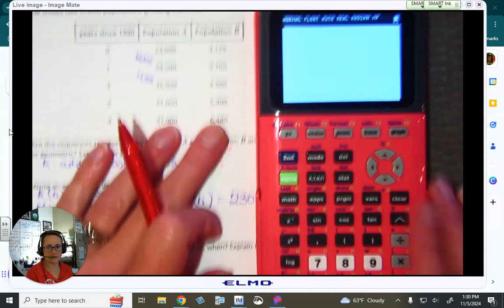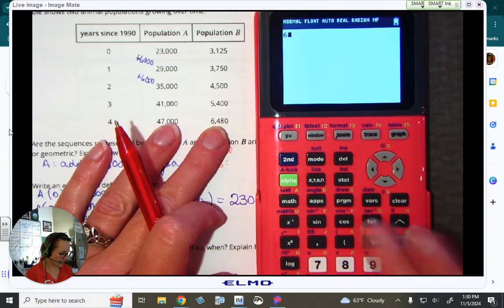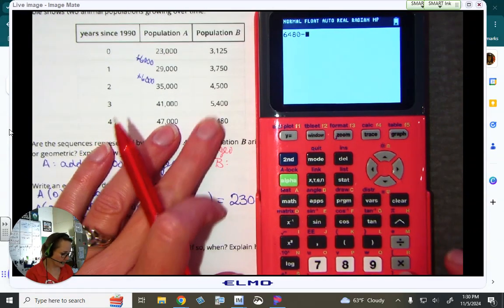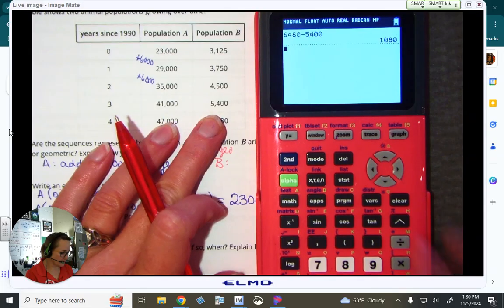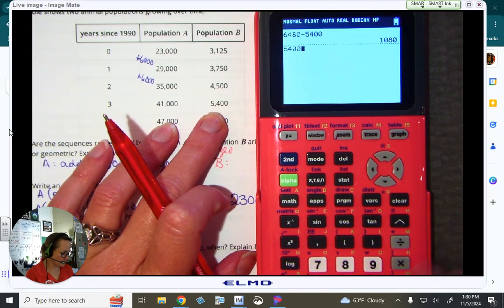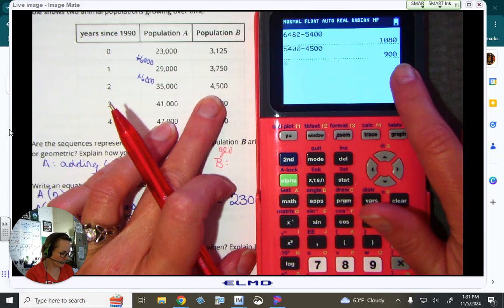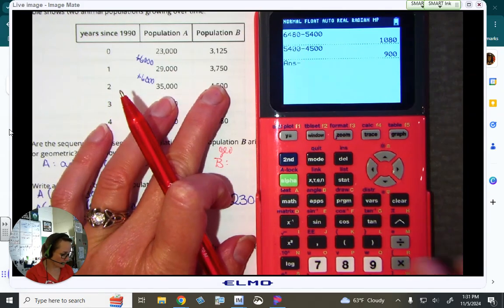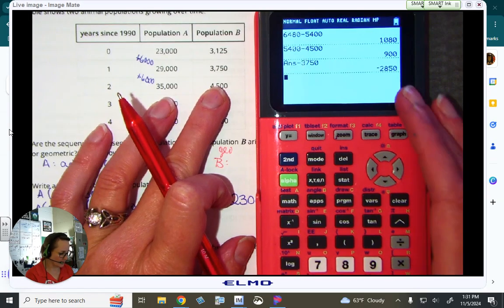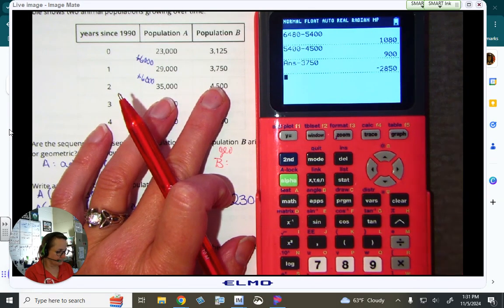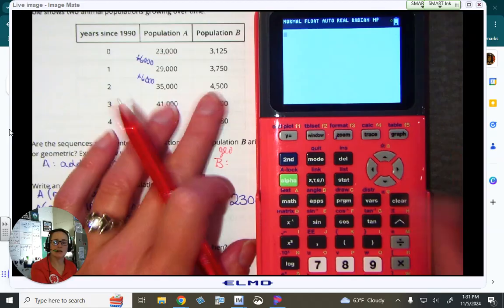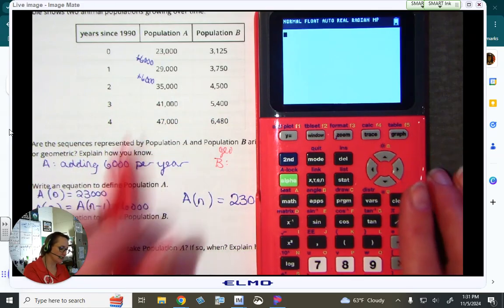Again, you can do that on your calculator by just doing some subtraction of one number minus the one before it and seeing what that difference is. Then that difference from the one before it is not the same number. And that difference from the one before it is not the same number. So, yeah, not arithmetic. Let's try geometric.